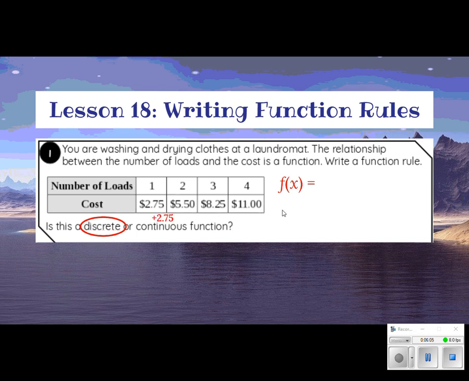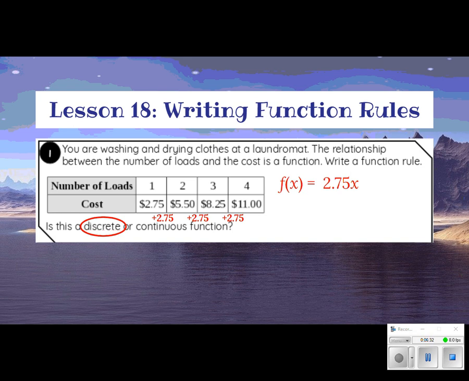So it looks like I'm adding $2.75 each load of laundry. Because I'm adding that piece each time, multiple additions become multiplication. That's going to be our coefficient on our variable. So our function rule is going to look like 2.75 times x, or $2.75 times x.